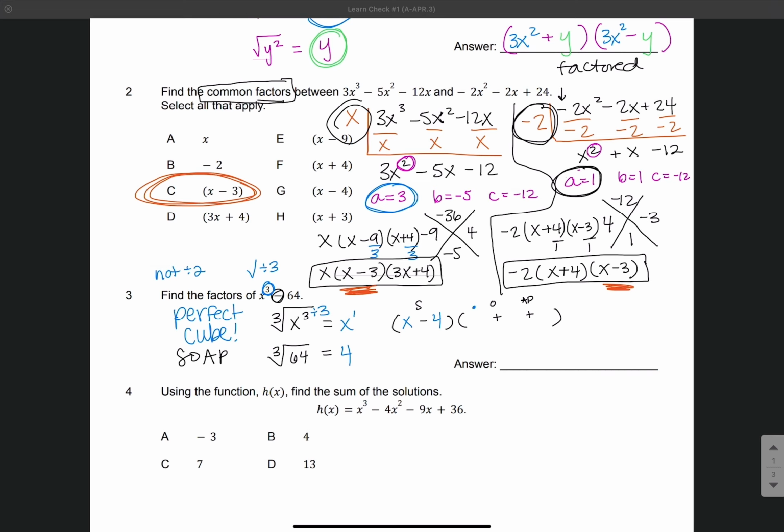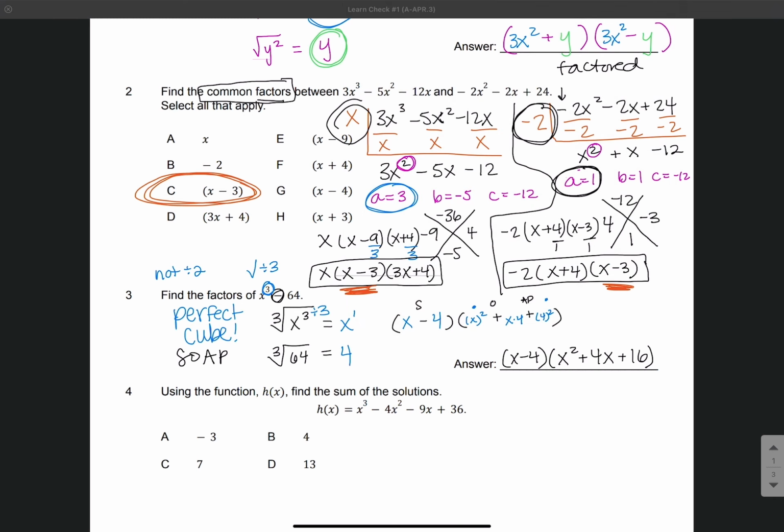Remember, in the first spot and the last spot, we're going to be squaring. So we know that we're going to have x squared and 4 squared. In the middle, we're going to multiply our 2 terms, x times 4. Obviously, we need to get this cleaned up just a little bit. So our answer here, we're going to have x minus 4, x squared is literally just x squared, plus x times 4 is 4x, plus 4 squared is 16. And we're done.